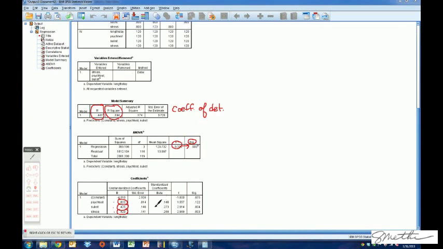I may have that backwards. These are your beta weights. I'm blanking on the differences between the standardized and unstandardized coefficients. Let me pause this for just a moment.